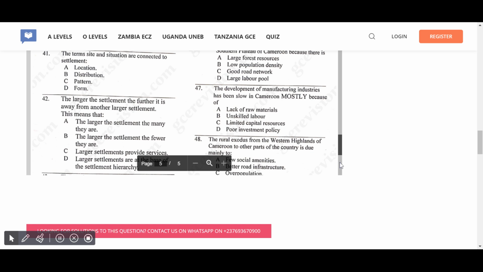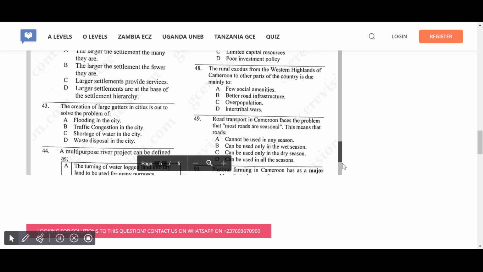Question 48. The rural exodus from the western highlands of Cameroon to other parts of the country is due mainly to... The answer is A. Few social amenities.